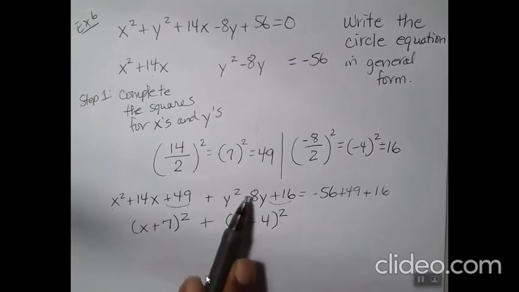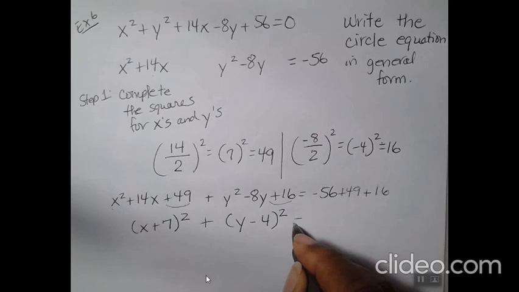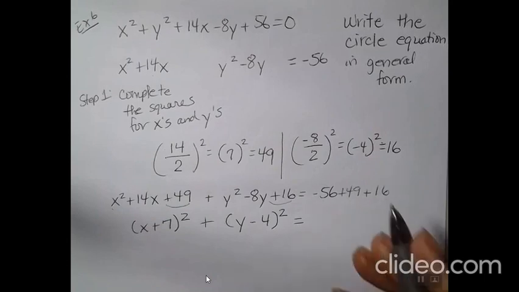If you're not sure about how to complete the square, you need to find another video. We'll have another video up about how to complete the square, because that's a different skill, but as you can see here, it is required in other places. And if we combine negative 56 plus 49 plus 16, we end up with a positive 9.